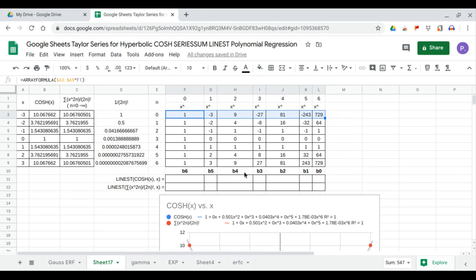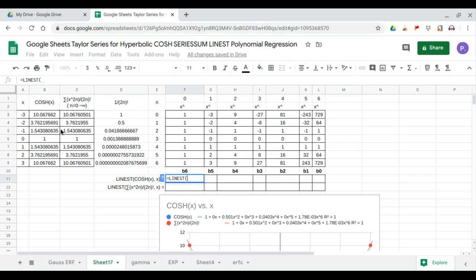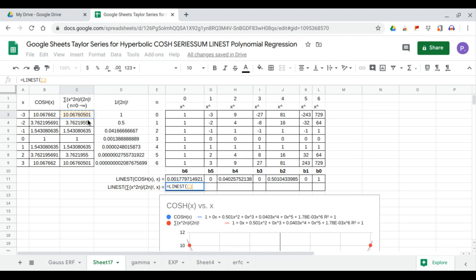Now that we have the 1 comma x matrix completed, we start generating the LINEST for the hyperbolic cosine function, which is LINEST of data y. This will be our data y and data x, starting with the x column. And for the expansion, it will be LINEST of data y and the data x.